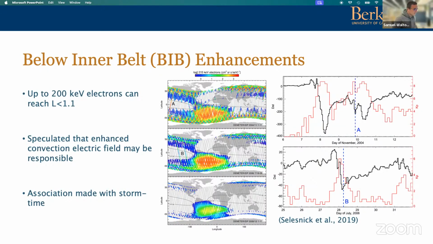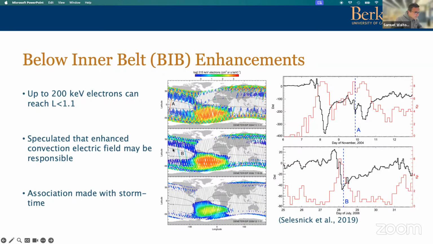What we've got here is a study from Richard Selesnik, 2019, that used the DEMETER spacecraft to observe two events, event A on the top, event B in the middle. Here we've got 215 keV electrons. You can see event A there as DEMETER passes through the empty region below the radiation belts and observes quite a strong enhancement of 215 keV electrons. And then for event B, there were two passes of the empty region.